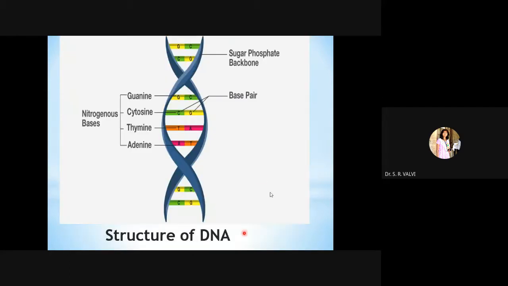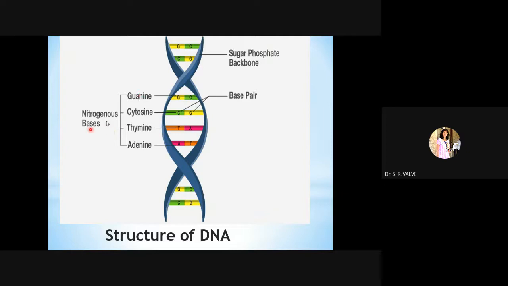Now here you can see, in blue color, this is the sugar phosphate backbone. See here the name, right? So this is the sugar phosphate backbone. As I explained, these are anti-parallel to each other, and whatever you are observing centrally, see this, these are actually base pairs. So these are the nitrogenous bases.